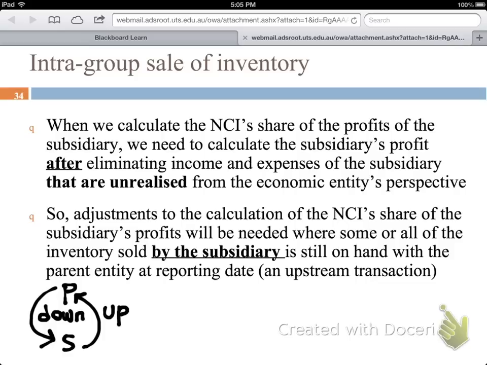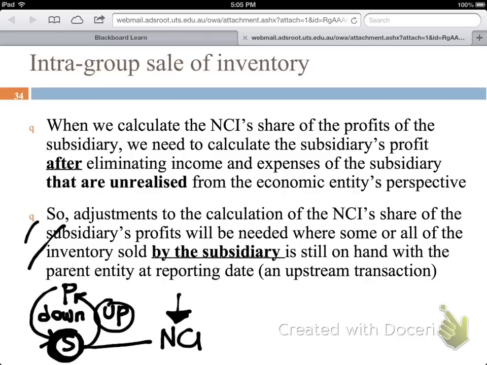When we're trying to fix the subsidiary's profit, we only care about upstream transactions. Why? Because we only care if the subsidiary's profit includes unrealized profit, because what we're calculating here is equity that goes to the NCI, and only the subsidiary's equity or profit goes to the NCI. We don't have to fix the parent's profit for the purpose of calculating the NCI. Okay, so inventory sold by the subsidiary is still on hand.